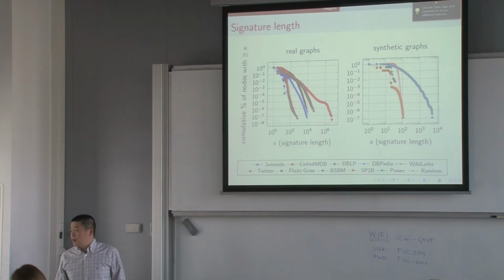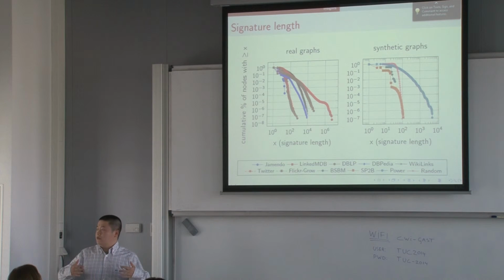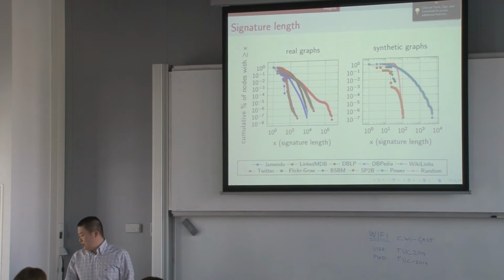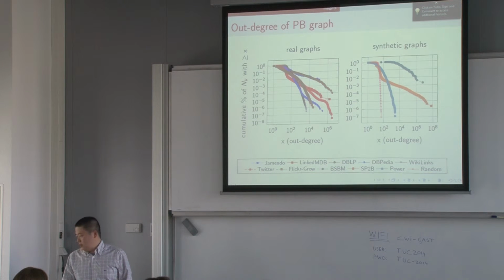What does the signature length mean? The signature length is the neighborhood information we have. The signature means the neighborhood information, but we replace the outgoing nodes with the partition block they represent. So it's encoded neighborhood information. Okay, so the algebra of the partition block graph.